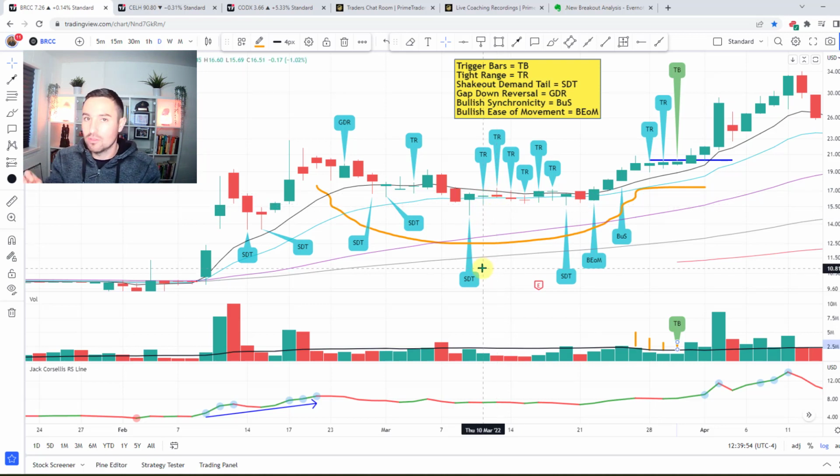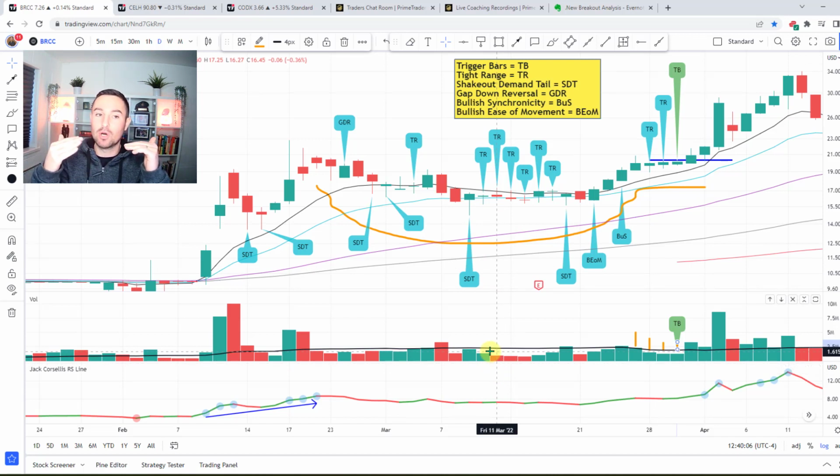Now, depending on the volume on a tight range bar, and this also goes for a shakeout demand tail, it will tell you how much supply is around. So I like to think of volume as weight. There's always weight going on. There's the weight of supply and there's the weight of demand as well, and every candlestick is in and of its own right a scale. So there's a scale going on: how much weight is on the supply side, how much weight is on the demand side as well.